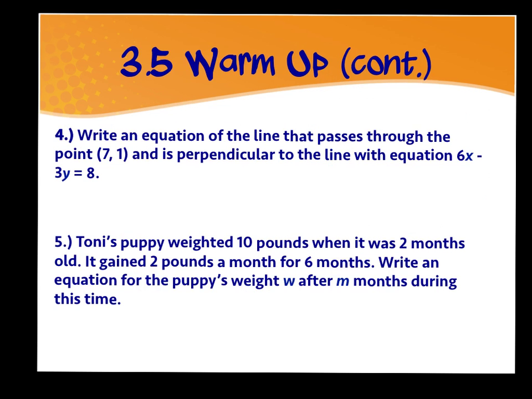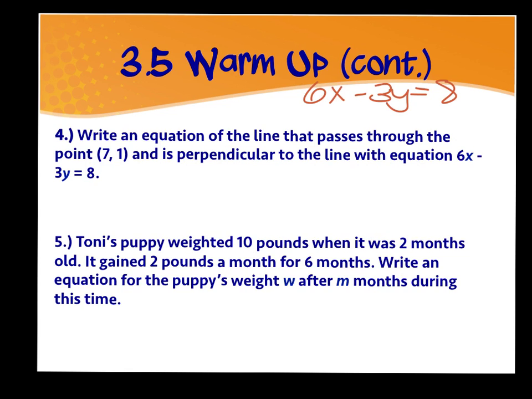Okay. Number 4 says write an equation of the line that passes through the point 7, 1, and is perpendicular to the line with the equation 6x minus 3y equals 8. Okay, so now if it's perpendicular, what's true about these slopes? Opposite reciprocal. Okay, but it gives you a point again, so I'm still going to plug it in point slope, but this time I want to use 6x minus 3y equals 8 to get the slope. What's one way to do it? How do you find that slope?